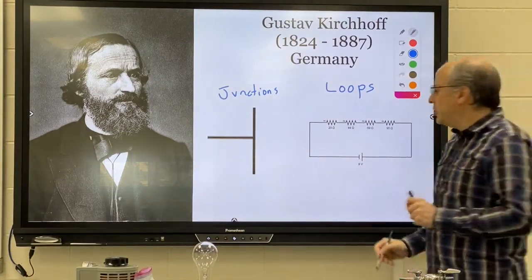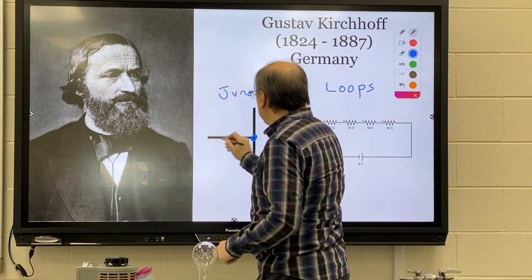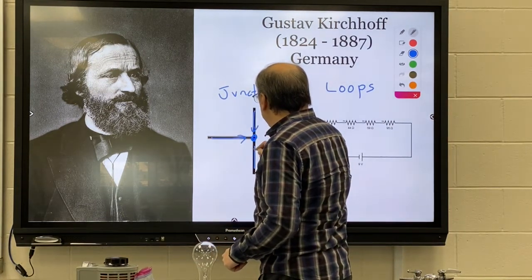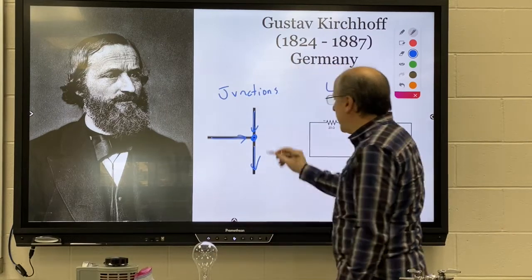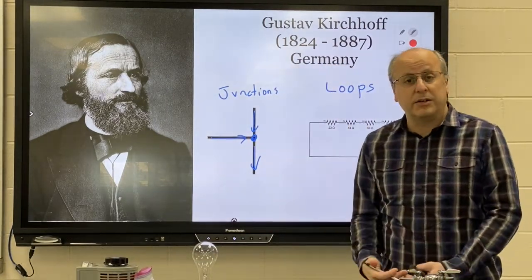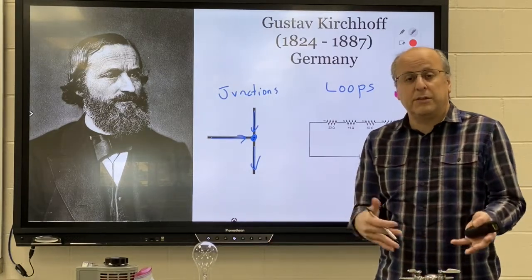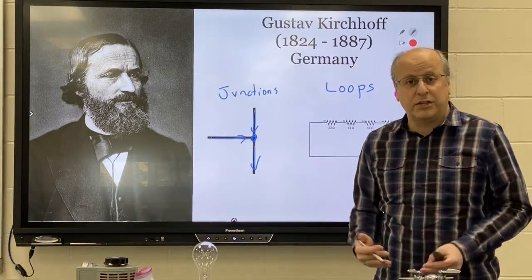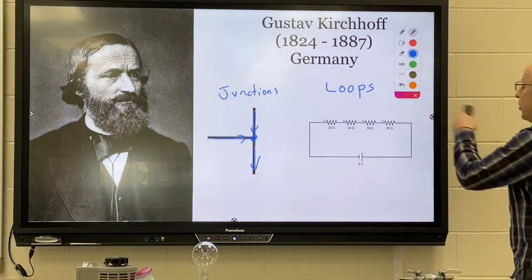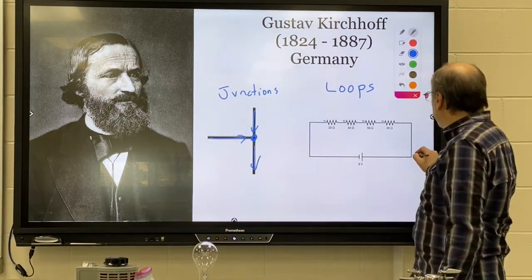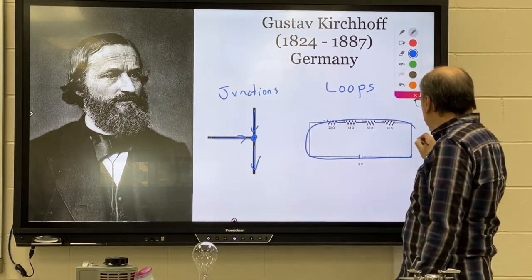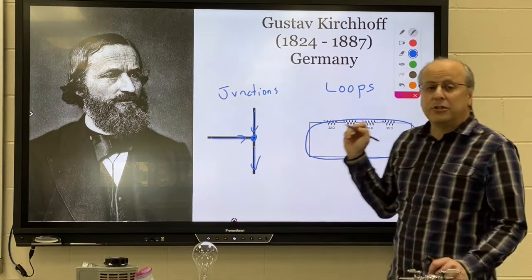What do I mean by a junction? A junction is where you have multiple things joining up with each other. Okay, so we could have three wires that are all joined together at a junction. We could have a resistor hooked into a light bulb. That could be a junction. Junctions are where things join. Loops. A loop refers to when you make one complete trip around the circuit. That is called a loop.